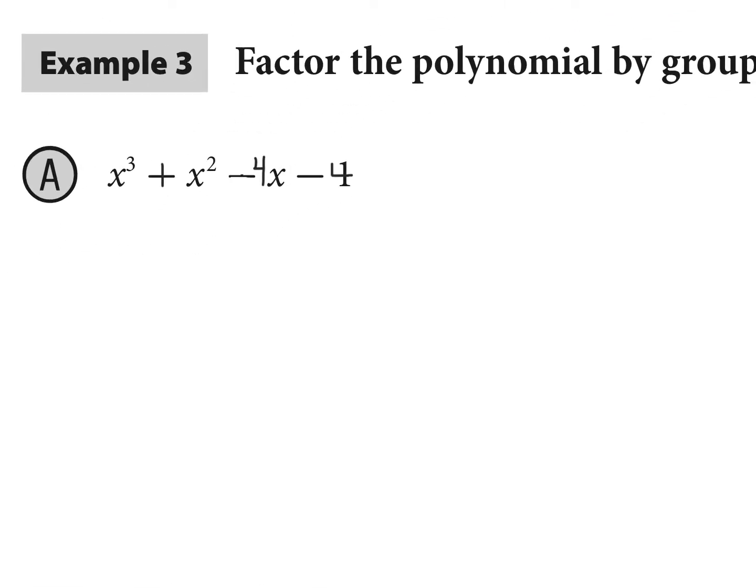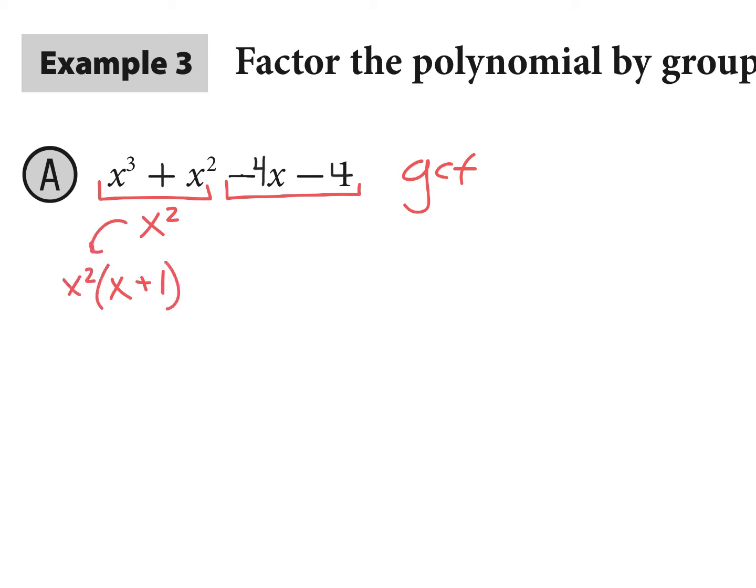So in this example, when we group, we're going to pair things together or put them into groups. And remember, again, we're going to use GCF. So I notice this first group, my GCF is x squared. It's going to leave me with x plus 1. And GCF comes down to the front. And on my second group, I notice the GCF is negative 4, which again is going to leave me with x plus 1. This comes down to the front.